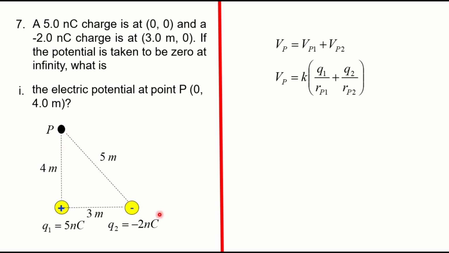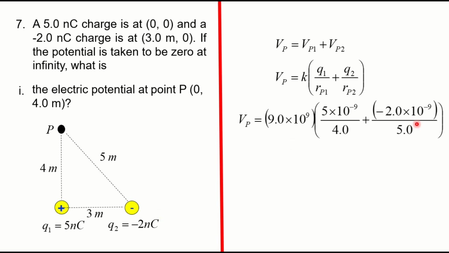Which is 5. So we can substitute in the formula 9.0 times 10 to the power of 9, Q1 is 5 times 10 to the power of negative 9, 5 nanocoulomb, and rP1, the distance between P and charge 1, is 4 meters. For electric potential, don't forget to include the sign of the charge. So Q2 is actually negative 2 nanocoulomb, divided by the distance between them.